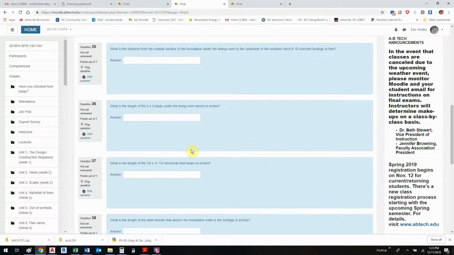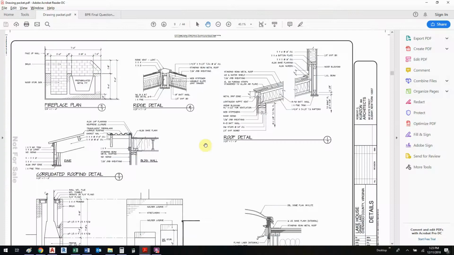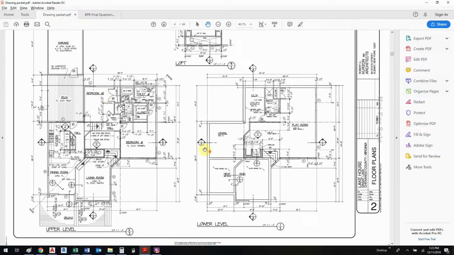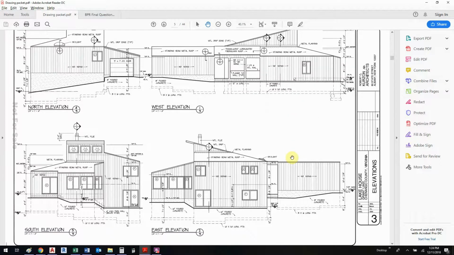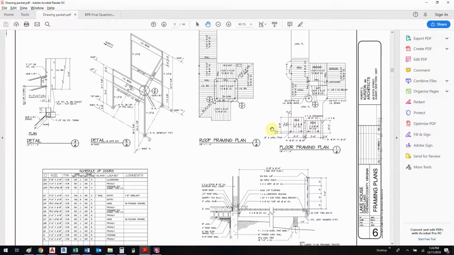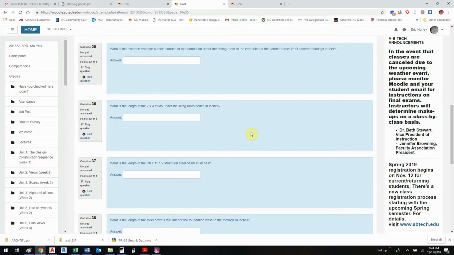Question 35. What is the distance from the outside surface of the foundation under the dining room to the center line of the southern deck's 8-inch diameter concrete footing in feet? Let's look at this. There's a deck here, but we also have decks here. We don't know what this dimension is here, so we have to look elsewhere. If we go down to the floor framing plan, you'll find all the information that you need right there.